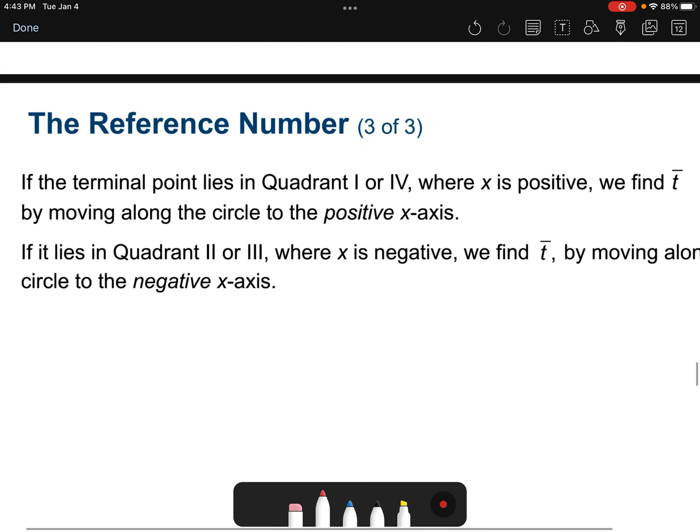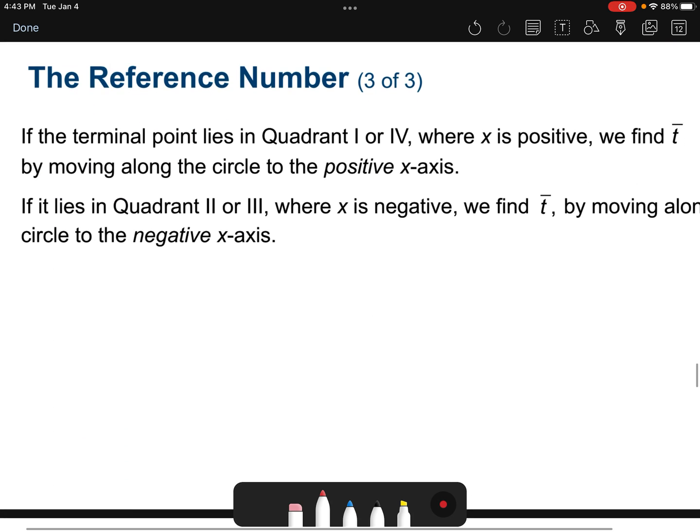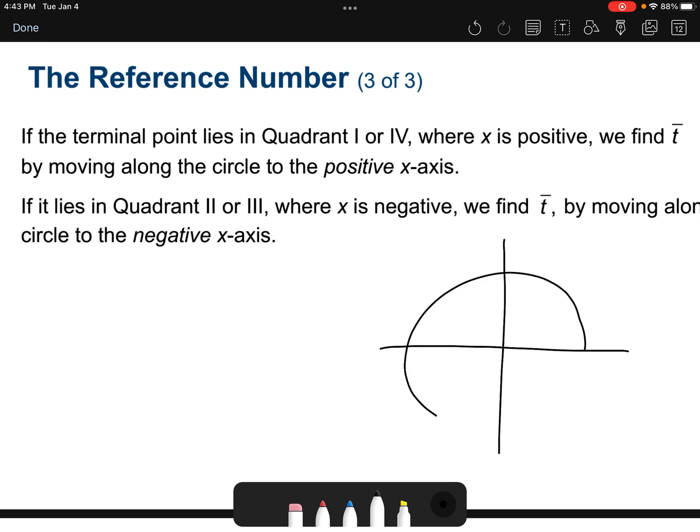Now, why is that helpful? Because it's just knowing positive and negative. If the terminal point lies in quadrant 1 or 4, okay, so let's draw this out, where x is positive, T bar is going to be, we're going to move along the circle to the positive x-axis. That means we're going to go this direction. That's going to be the shortest, T bar.